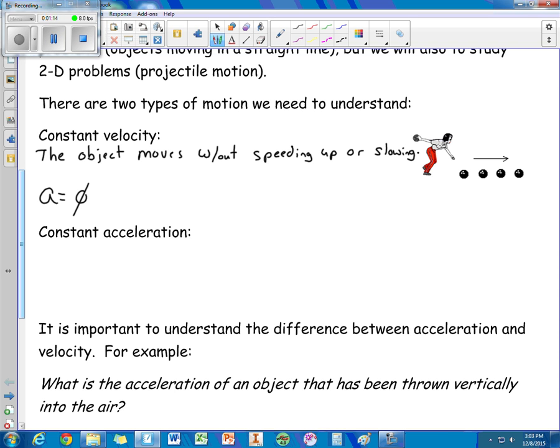If I were to make a position versus time graph, we would see that it would be a linear relationship. A velocity versus time graph would be a horizontal line, and an acceleration versus time graph would be 0 because the acceleration would be 0.